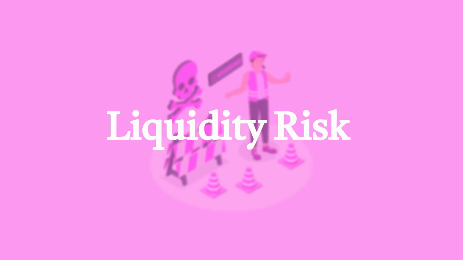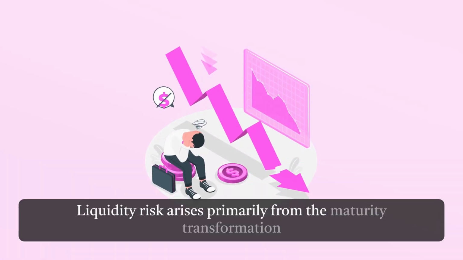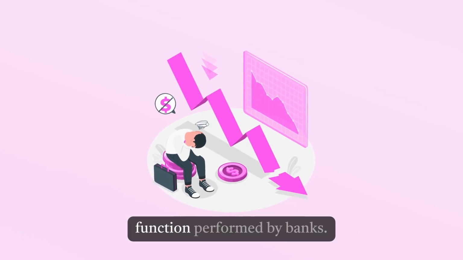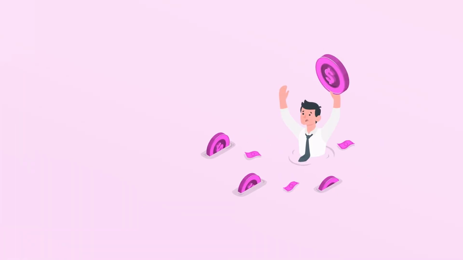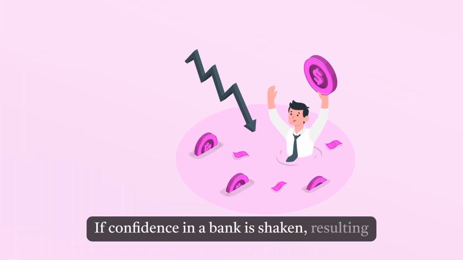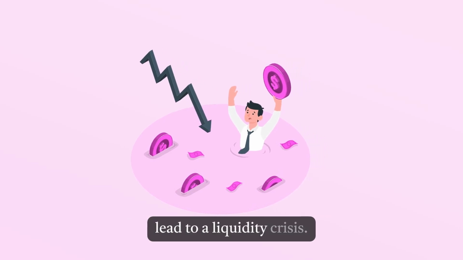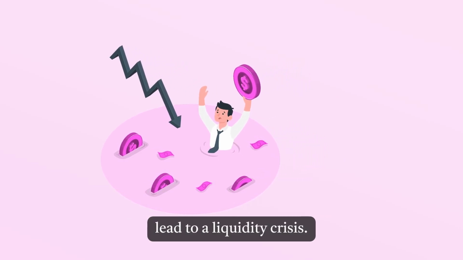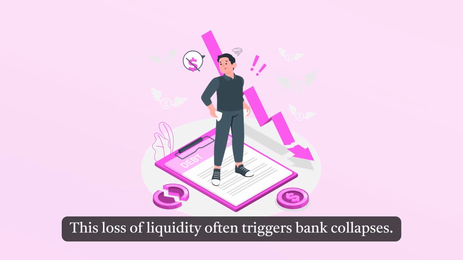Liquidity risk. Liquidity risk arises primarily from the maturity transformation function performed by banks. If confidence in a bank is shaken, resulting in a series of loan losses, it can lead to a liquidity crisis. This loss of liquidity often triggers bank collapses.